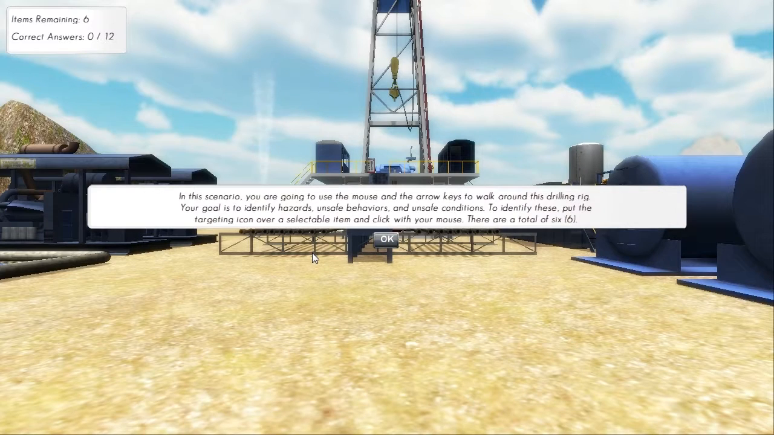In this scenario, you're going to use the mouse and the arrow keys to walk around this drilling rig. Your goal is to identify hazards, unsafe behaviors, and unsafe conditions. To identify these, put the targeting icon over a selectable item and click with your mouse. There are a total of 6.